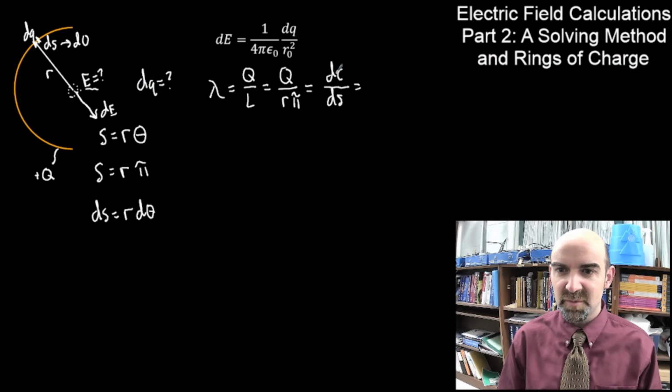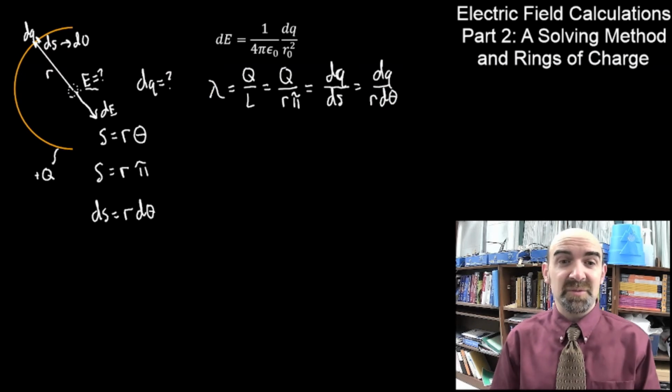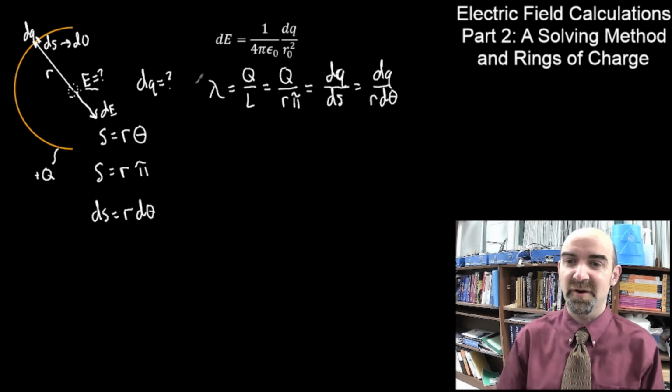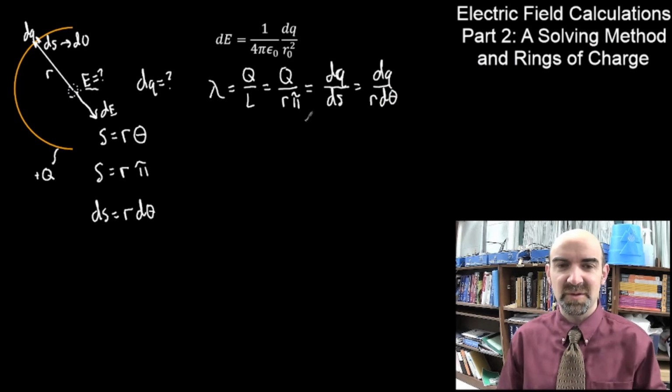There we go. We're going to have a dq, and instead of ds, it's r dθ. That's what we're going to be summing up as we go around the semicircle, summing up charge around this half arc. So we're going to have to sum it up as we go from one angle to the other.